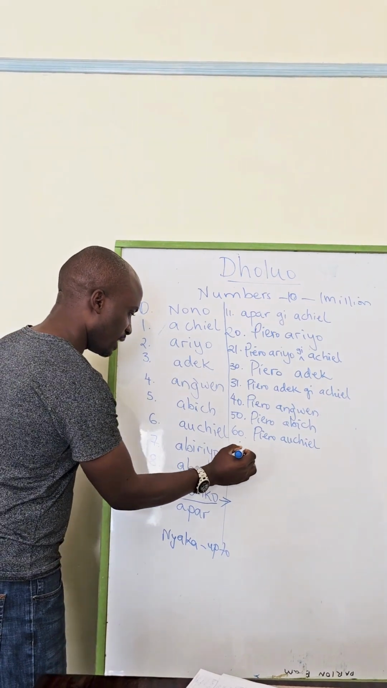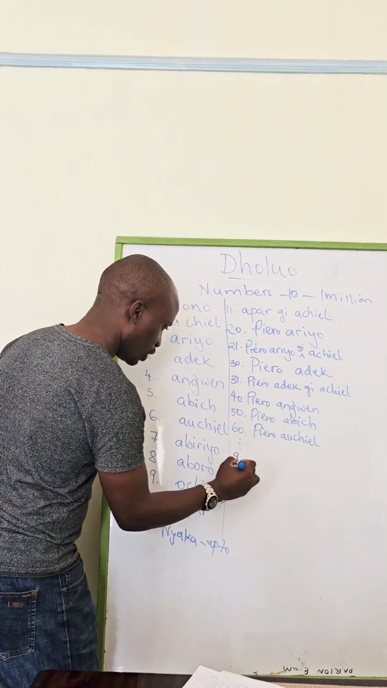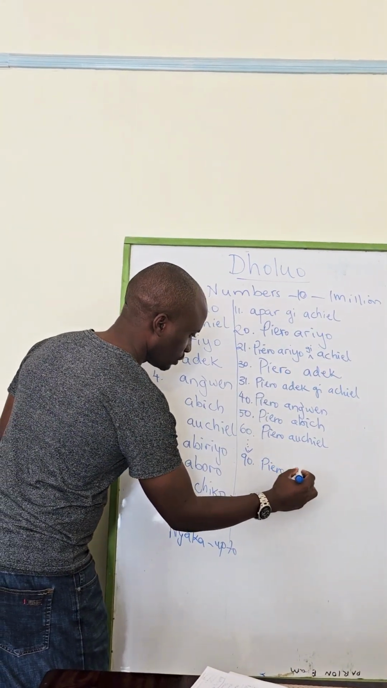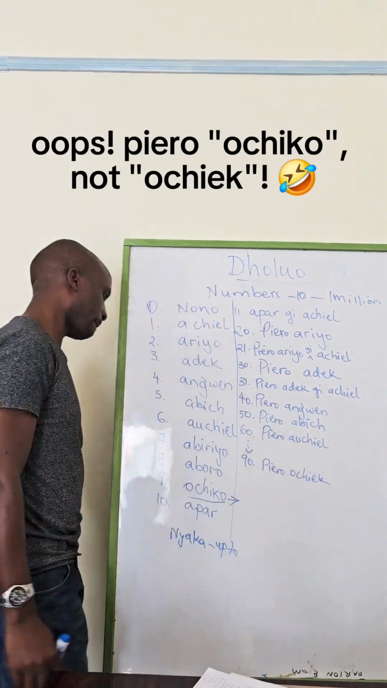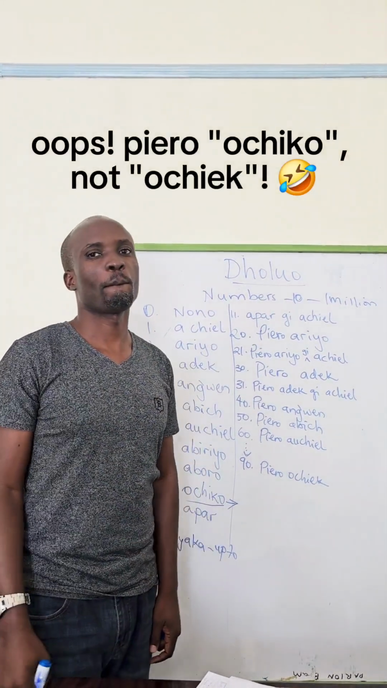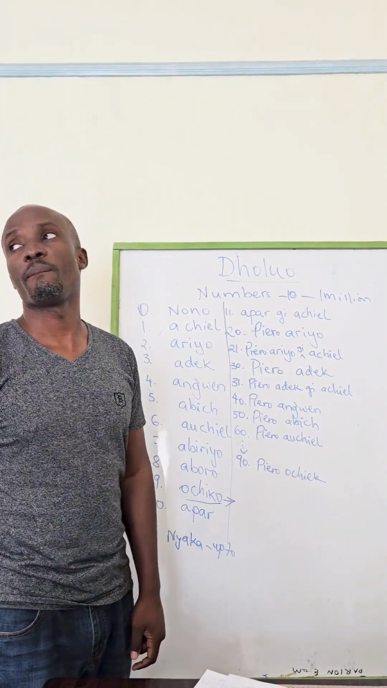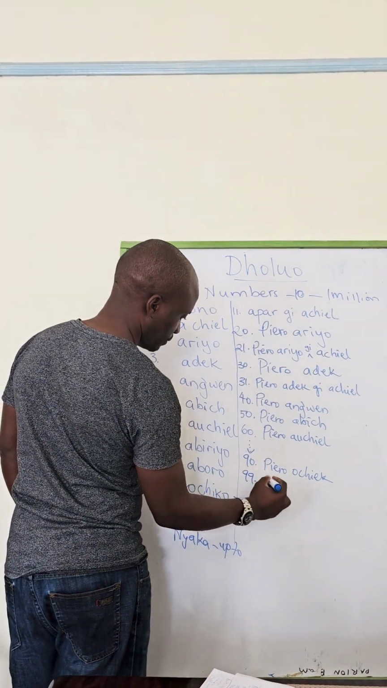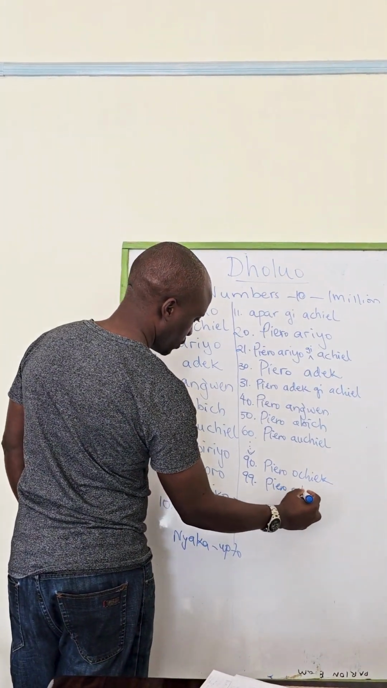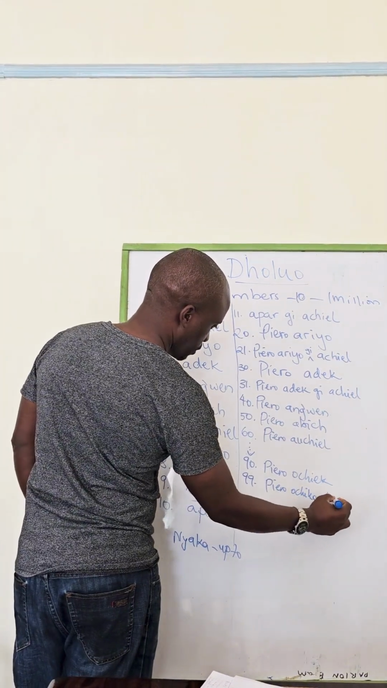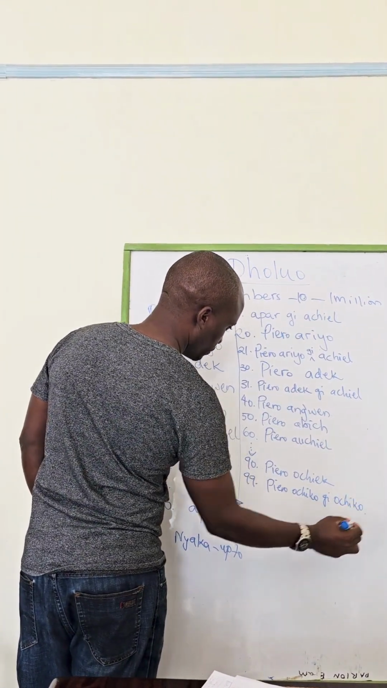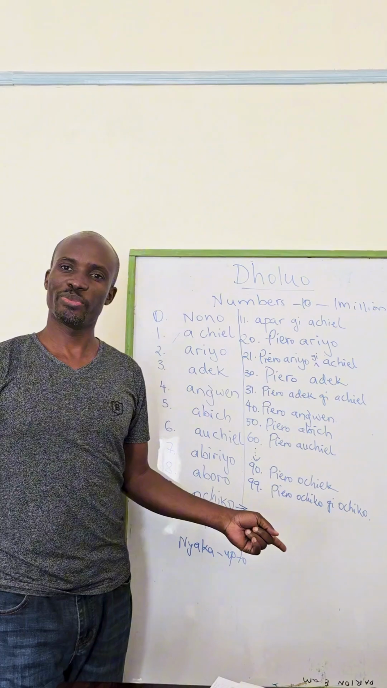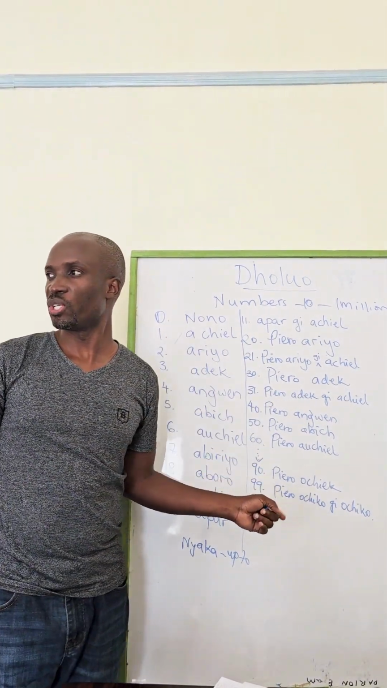Up to all the way nyaka piero ochiko. What is 99? Piero ochiko gi ochiko. That is 99. So now you know numbers from 0 to 99.